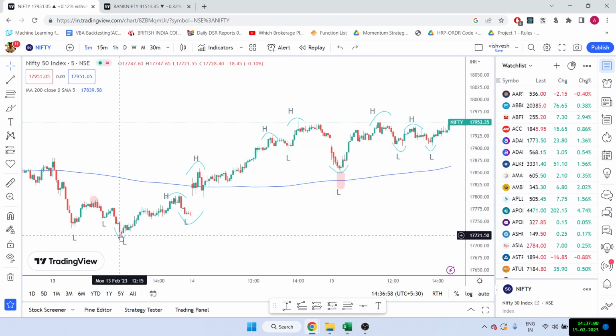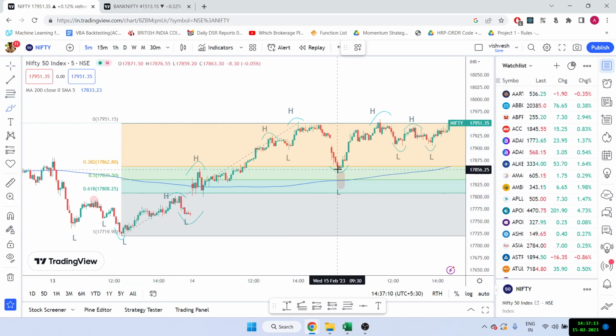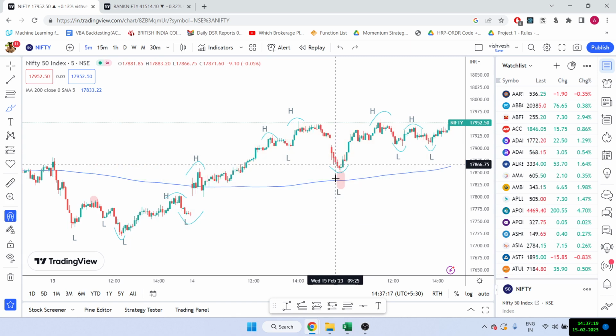Let us try to do it again. I'm again making it from here till this high, and now you can see that this swing low is very close to our first line, but it actually broke that line. So since we still do not get any good entry, let us try to do it again.